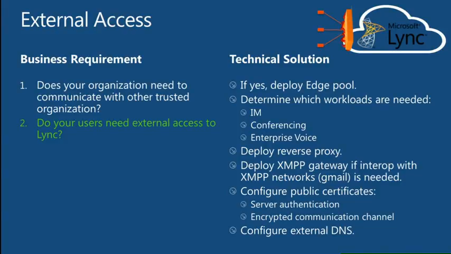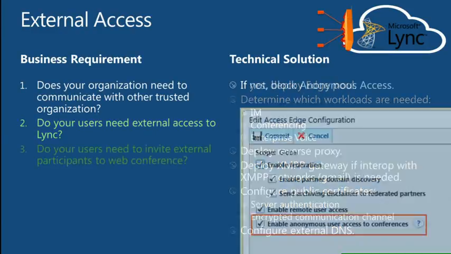And then you can also deploy the XMPP gateway if you want to be able to interop with XMPP networks, such as the Gmail solution or Gtalk. Again, similar to federation, the edge servers need to have public certificates for server authentication and encrypted communication. And then you need to configure external DNS.